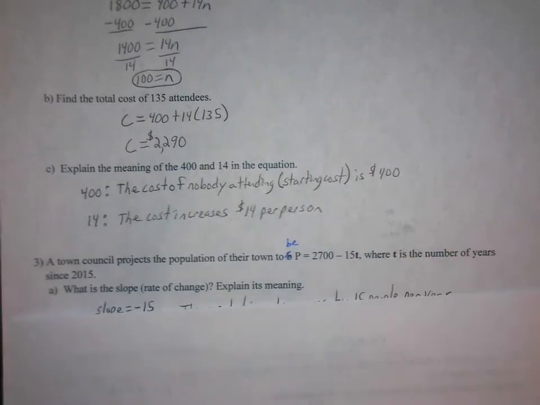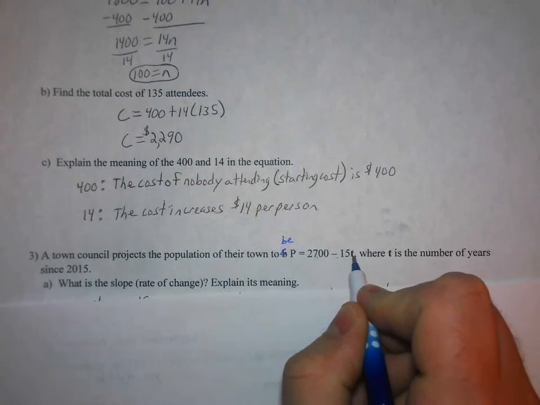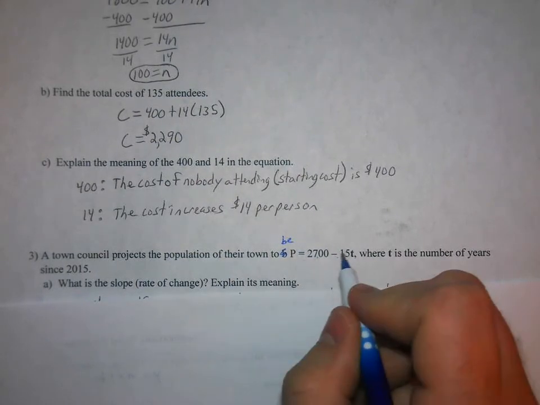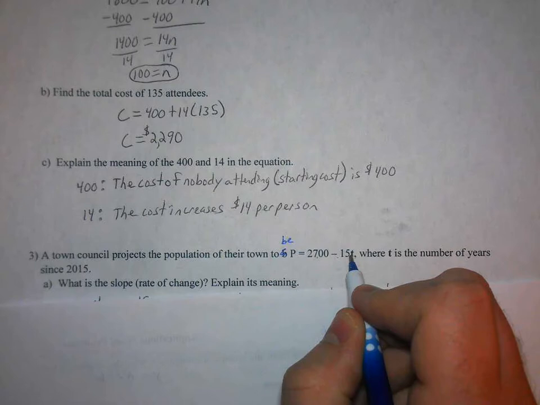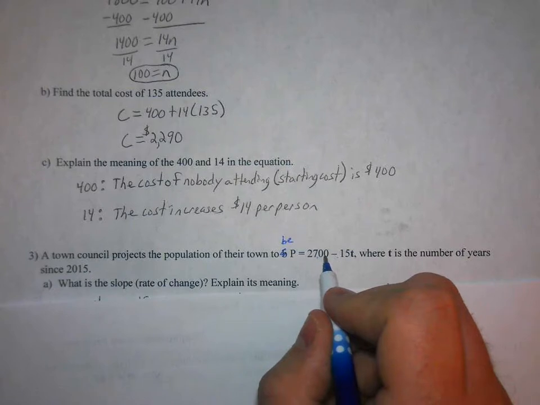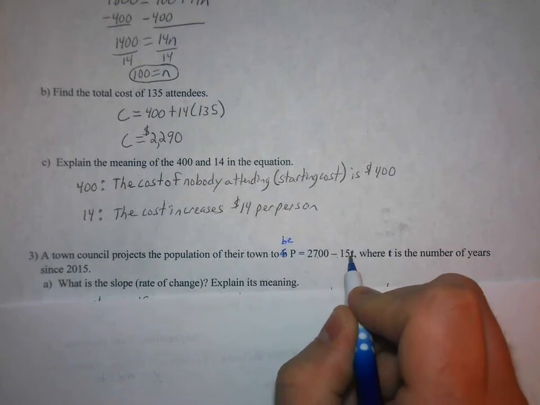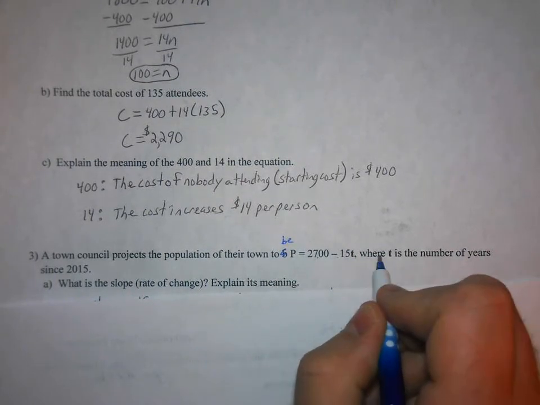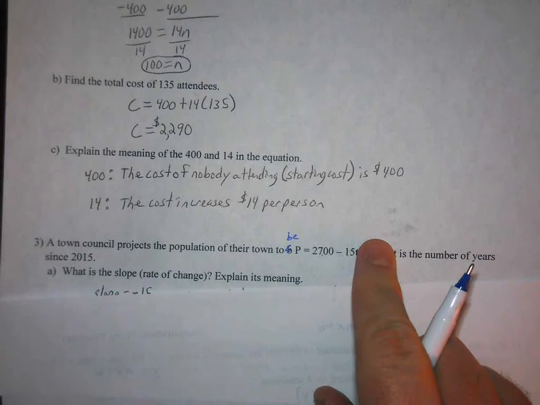Well, again, if we look at this, we have a starting value minus 15 times T, the rate of change or the slope is the number in front of the input variable T. So that minus 15, that's telling us the population is starting at 2,700 and decreasing by 15 for every T, every year. So for example, if T is 0, that would mean 0 years since 2015, you would have 2,700 people, technically minus 0.